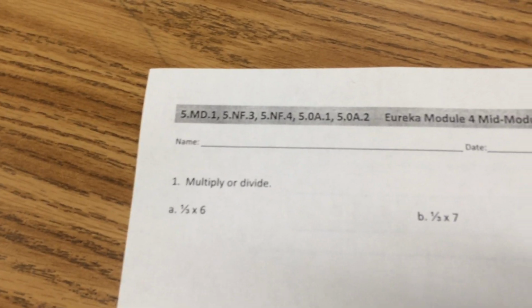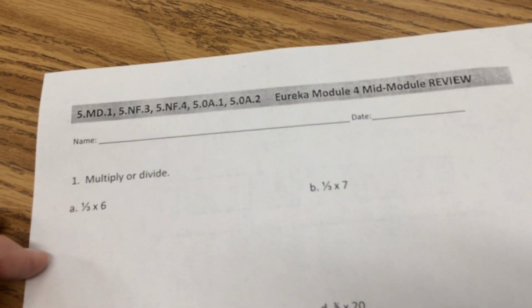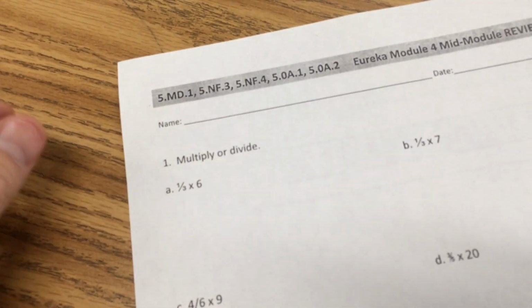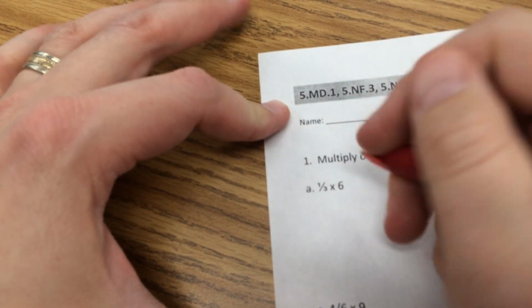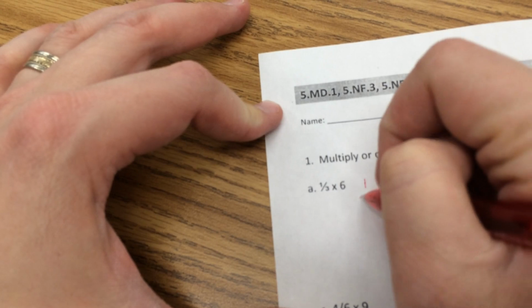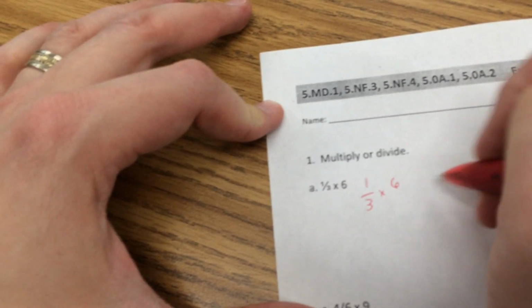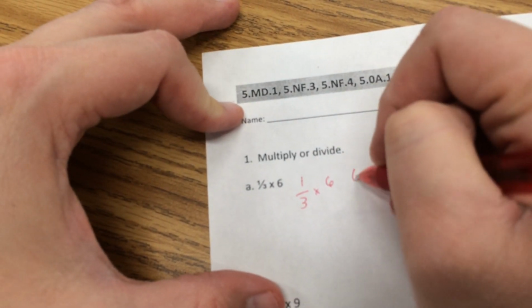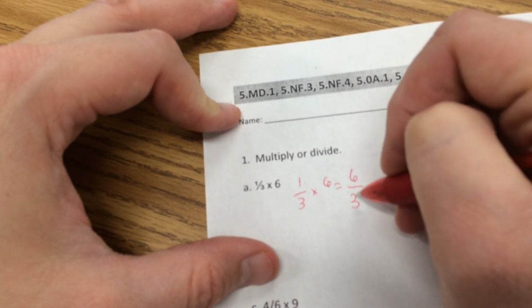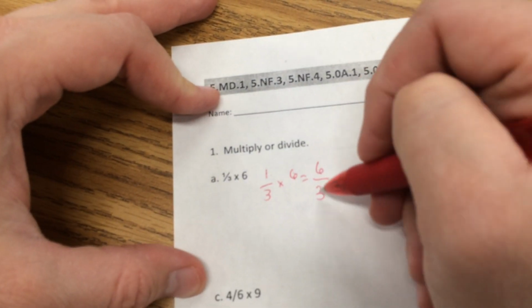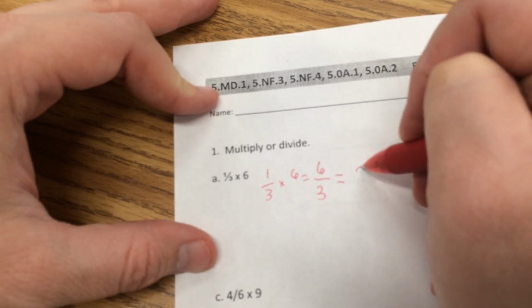All right, let's take a look. Another review. Multiply or divide 1/3 times 6. Yeah, I can do it in my head, but just so... 1/3 times 6 is 6/3. So 6 times 1 is 6. 6/3. How many times does 3 go into 6? 2.